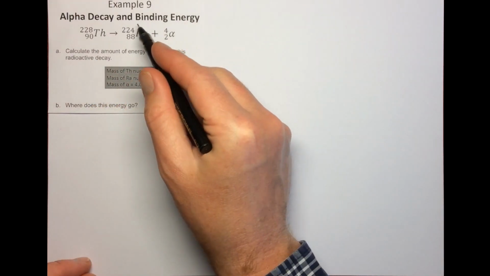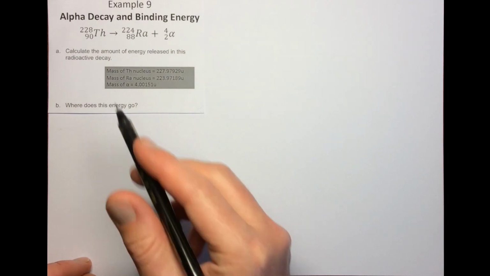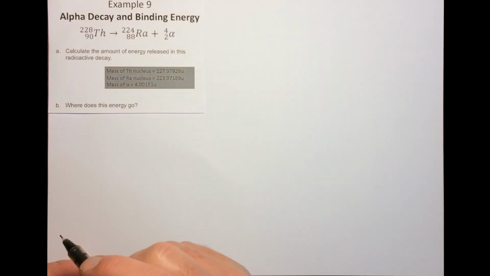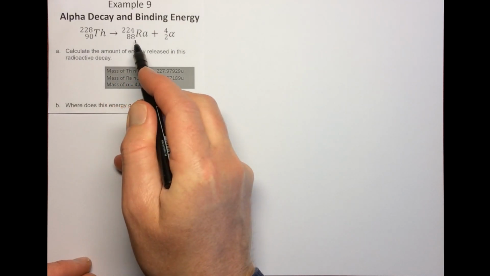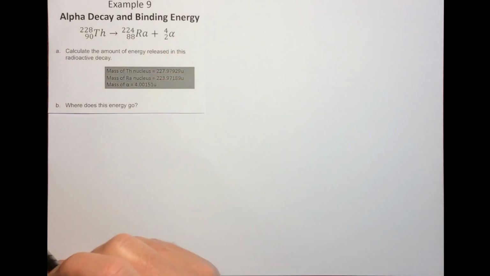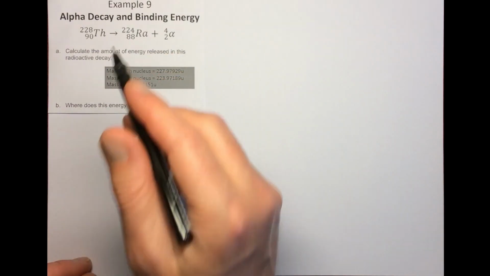Why does it do that? Well, because radium has a higher binding energy per nucleon. It's more stable, okay? By undergoing this radioactive decay, the thorium is producing a nucleus that is more stable. When the thorium decays into radium, the balance between the strong and the electromagnetic force in radium is better. It's a better balance of forces there, and it results in a more stable nucleus.